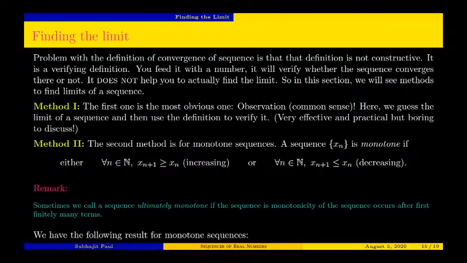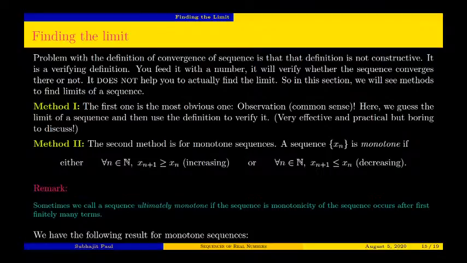Now the second method is for monotone sequences. A sequence xn is monotone if for all terms n, x n plus 1, the n plus 1th term, is bigger than or equal to the nth term. In that case, we call the sequence a monotone increasing sequence. Or for every nth term, if the n plus 1th term is smaller than or equal to the nth term, then it is a monotone decreasing sequence.